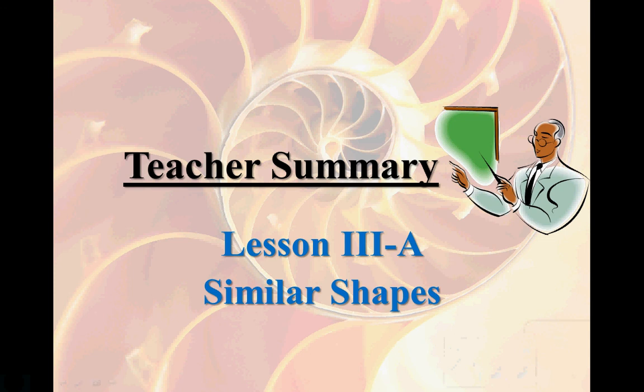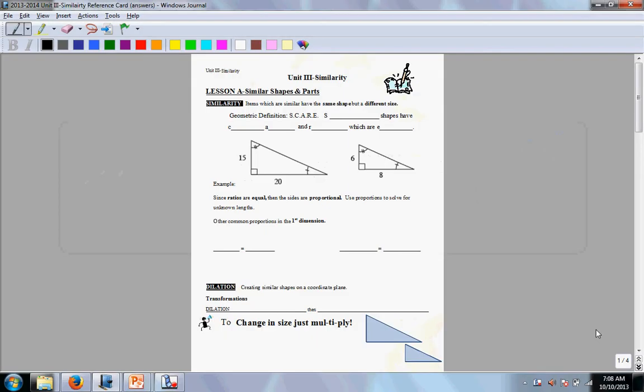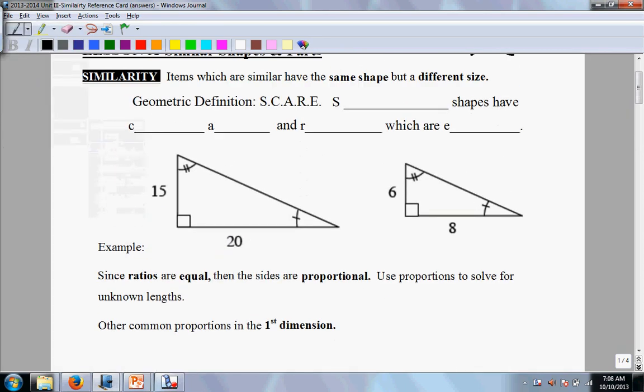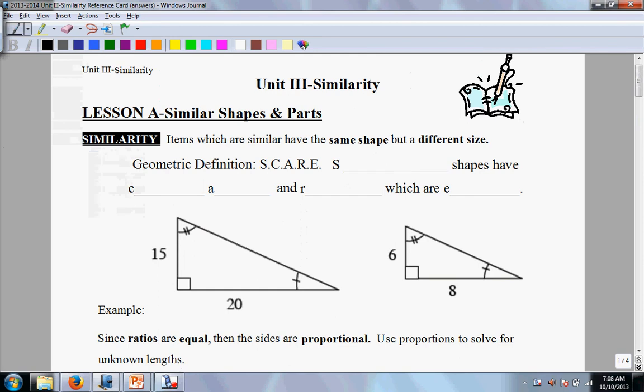This is the teacher's summary for Unit 3, Lesson A, Similar Shapes. You want to go to your new reference card? We're going to review the basics of similarity. The slang version of similarity is something that has the same shape but a different size. That would be the basic definition. Same shape, different size, like small, medium, large in some sort of clothing.